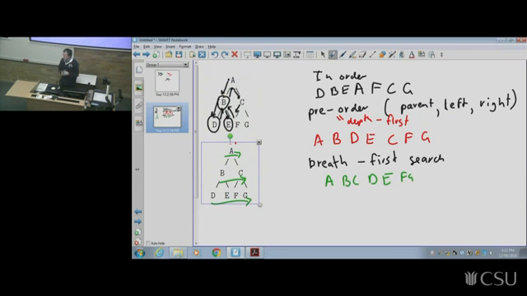Is it breath or breadth? Breadth is in width, so not breath as you've written. Yeah, sorry, I was confused. Breadth.